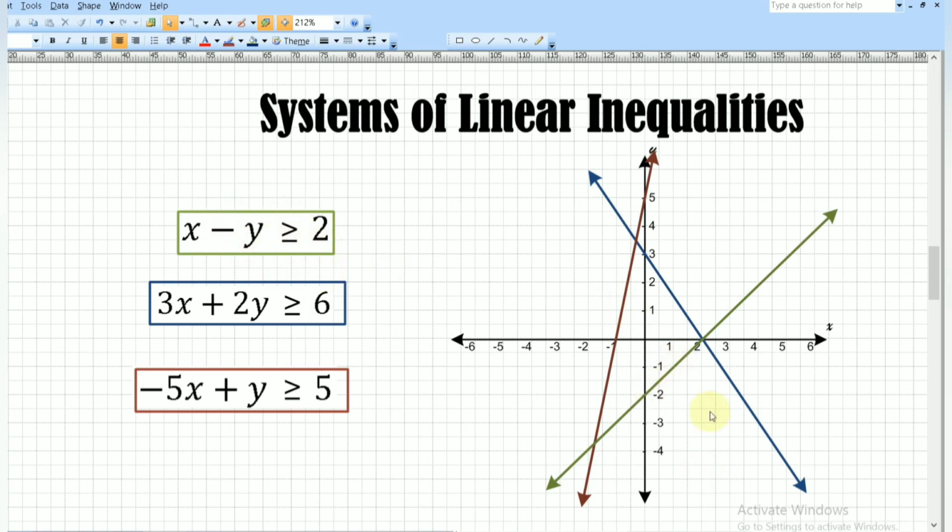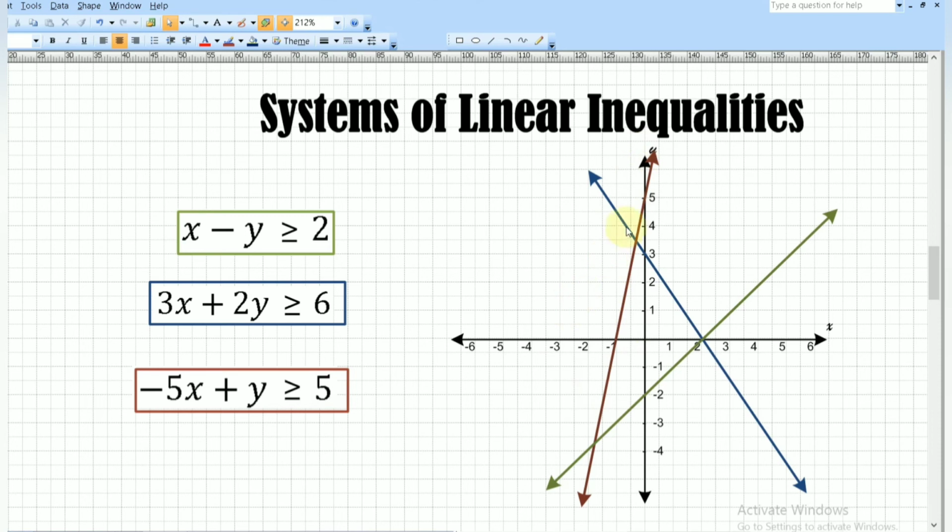It means the area below the green one. And then this one, since it is greater than or equal to and positive, for the blue equation you shade above the line. Okay, this is the below. This is above. But then in this red line, since it is greater than, it means the solution will be the area above the red line.